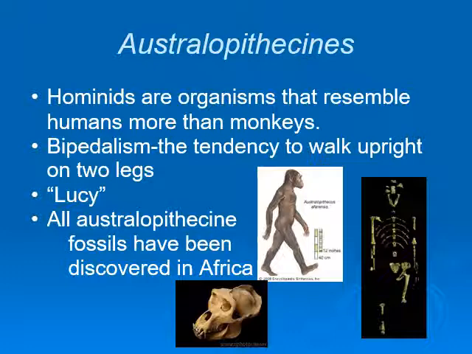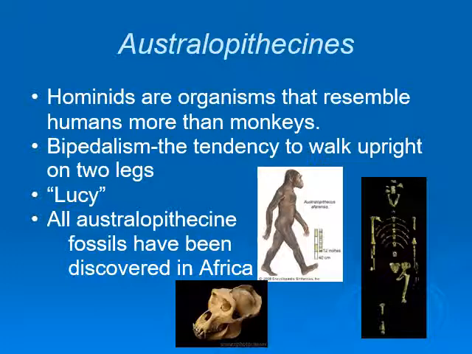Hominids are going to be organisms that resemble humans more than monkeys. So being bipedal, having bipedalism, that means the tendency to walk upright on two legs, is something that we use to classify hominids. Now we're, like I said, the only organism in the order primates that walk on two legs today, but there were others that have gone extinct.